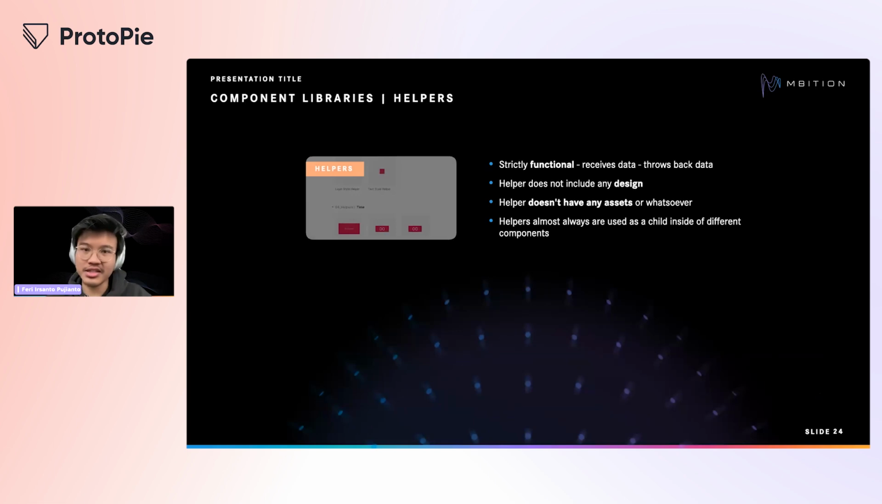All right, and now let's take a closer look at our individual libraries, starting from our helpers library, which, as the name suggests, contains our helper components. You may wonder what helper components are. Those are components whose purpose is strictly functional and does not include any designs or assets. Its main task is to receive and send back data between the parents and the child or the current scene and so on. Therefore, it is almost always used as a child inside of the different components.